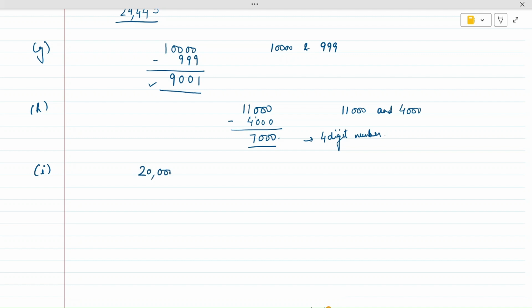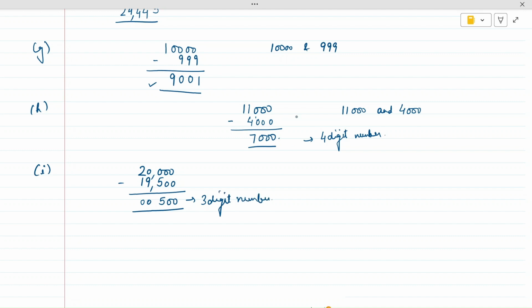I'm taking 20,000. This is 1 2 3 4 5, a 5-digit number, and again I'm subtracting a 5-digit number from this. So here I'm taking 19,500. Okay, this is again a 5-digit number. So when I'm subtracting this, I'm getting the answer as 500 only, right? And this 500 is a 3-digit number.